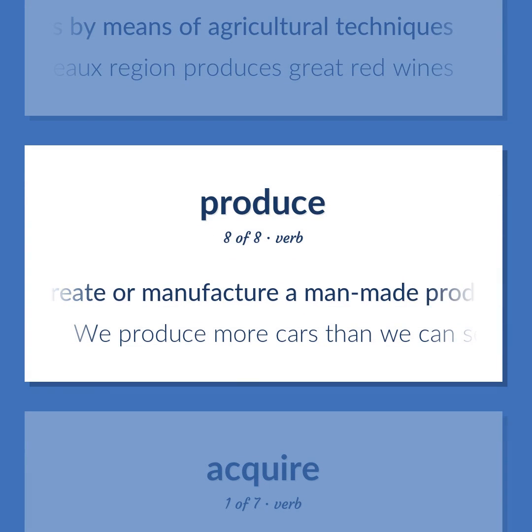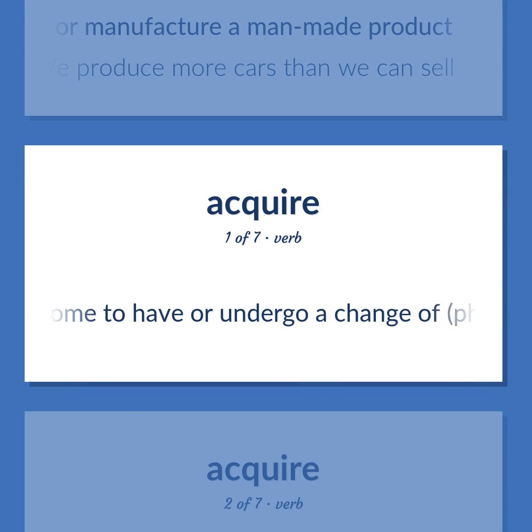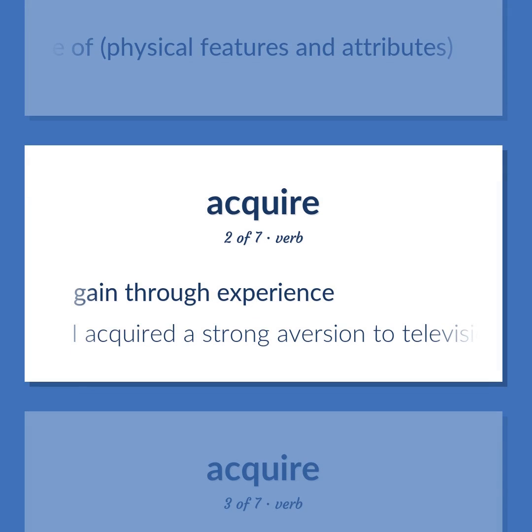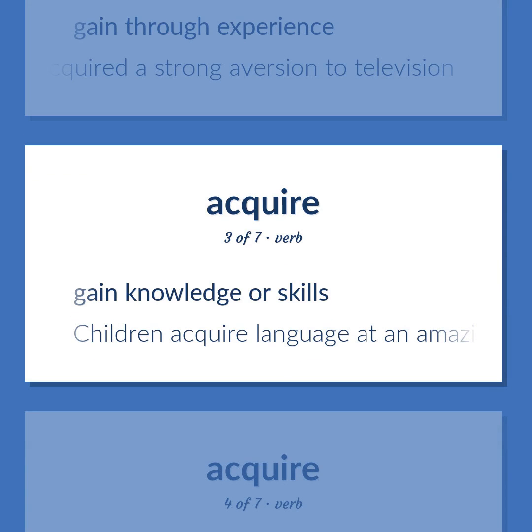Create or manufacture a man-made product. We produce more cars than we can sell. Come to have or undergo a change of physical features and attributes. Gain through experience. I acquired a strong aversion to television. Gain knowledge or skills. Children acquire language at an amazing rate.